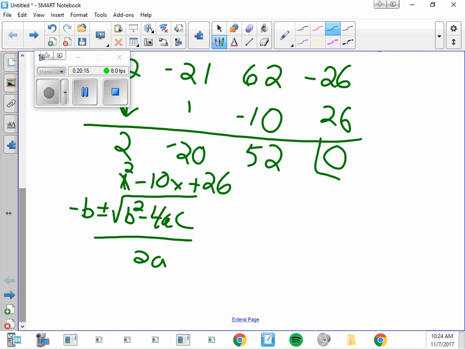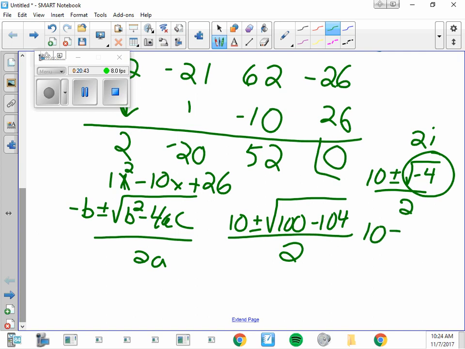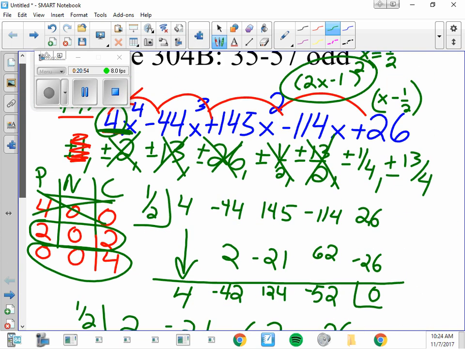All right. 10 plus or minus the square root of 100 minus 4 times 1 times 26 is minus 104 all over 2. 100 minus 104 is negative 4. 10 plus or minus the square root of negative 4 over 2. This becomes 2i. So 10 plus or minus 2i over 2 simplifies to be 5 plus or minus i. Sorry. So back up here.